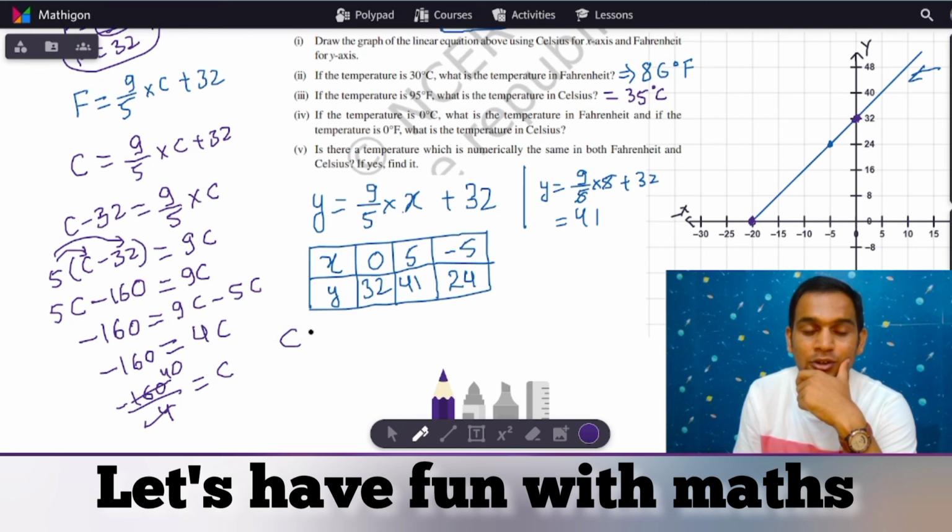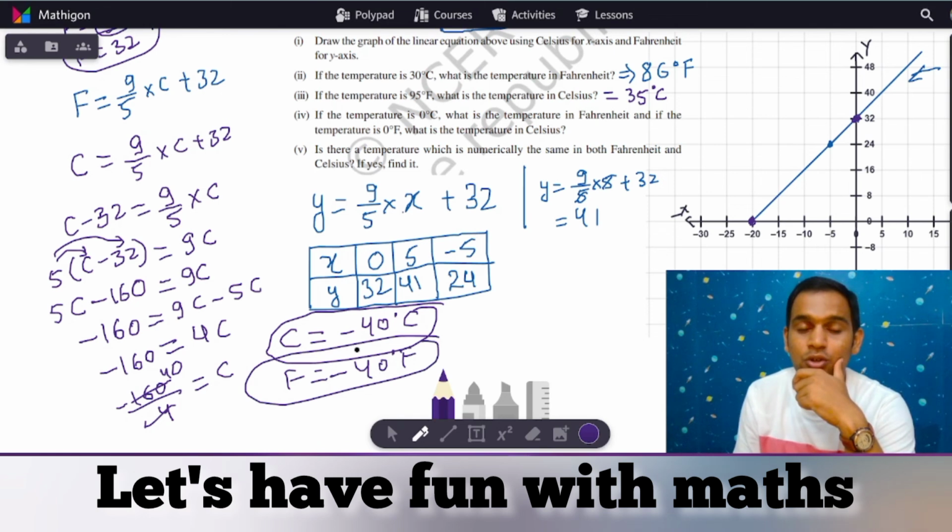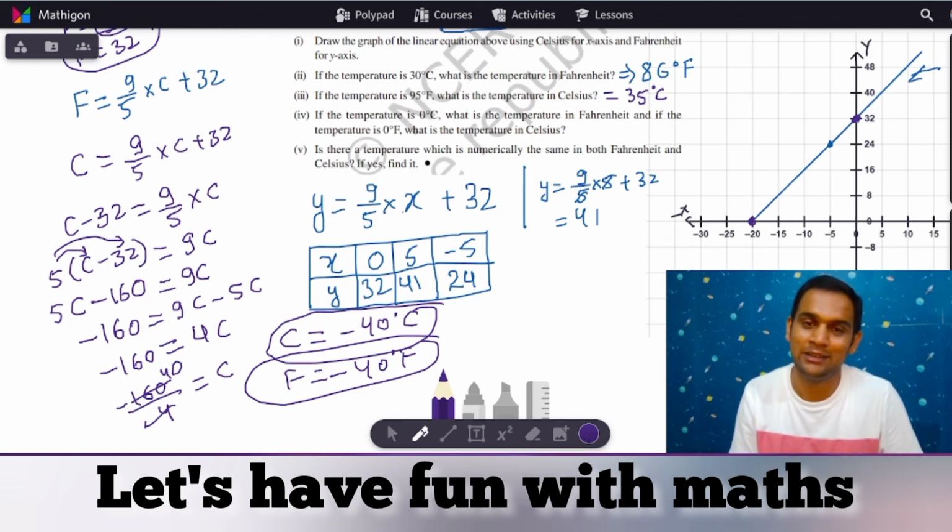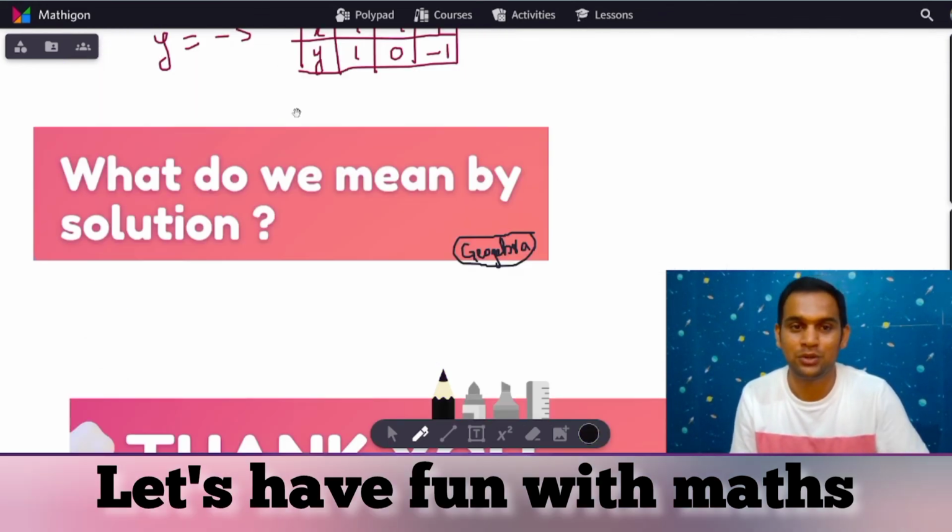So the value of Celsius would be minus 40 degrees Celsius, and the Fahrenheit will also be minus 40 degrees Fahrenheit. So at minus 40, the values in Celsius and Fahrenheit are exactly the same. And that is what we were looking at.